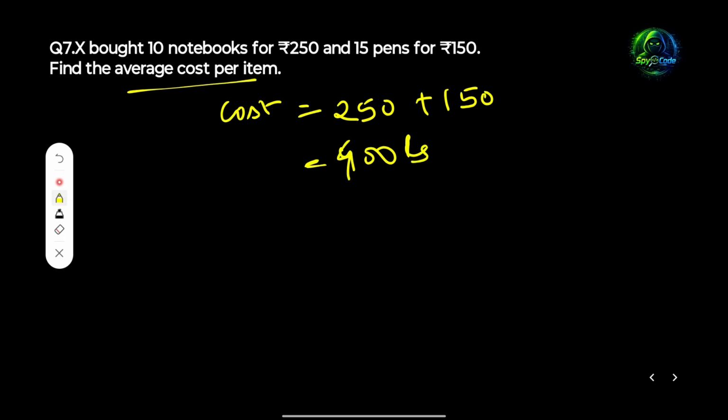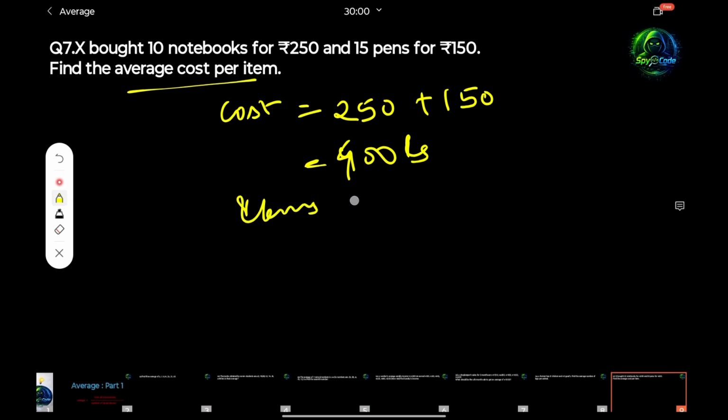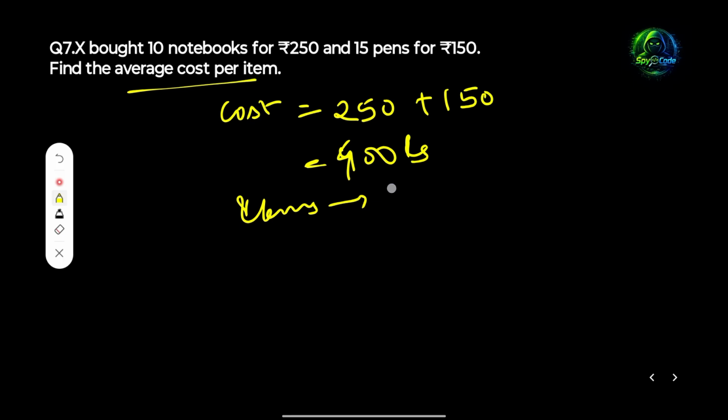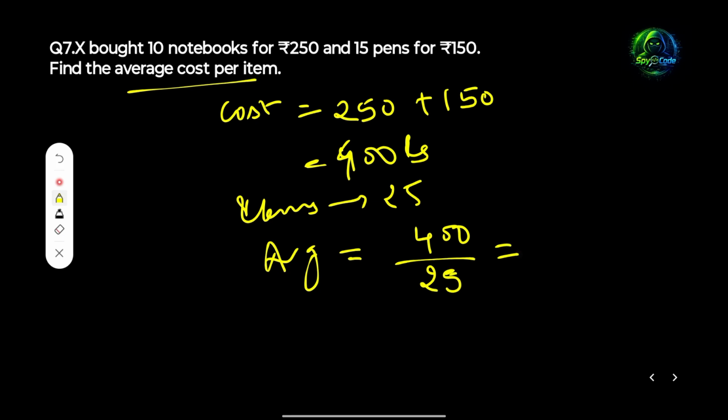Okay, 400 rupees. So total number of items are 10 plus 15, which is 25. So you need to find the average cost, which is 400 divided by 25, which is 16 rupees. So this is the average cost for this item.